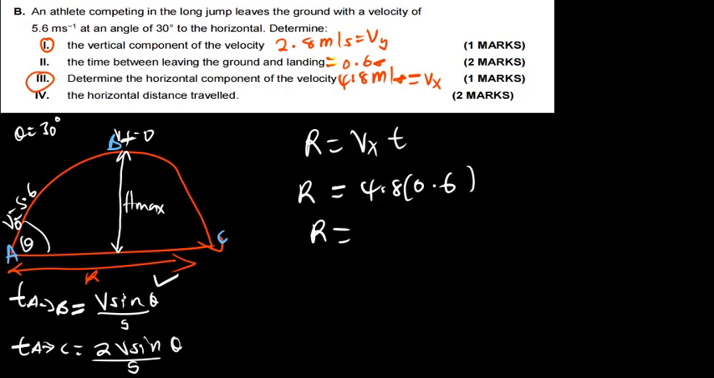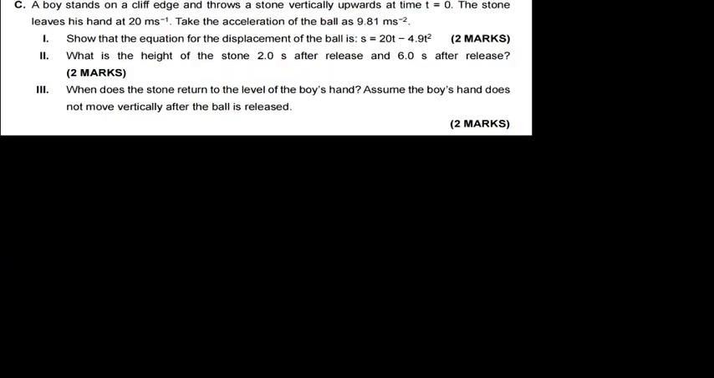So my range will be 4.8 times 0.6, which is 2.88. Or you can say the range is 2.9 meters. As simple as that. That is it for part B. Okay. Now let us go ahead and also solve part C.